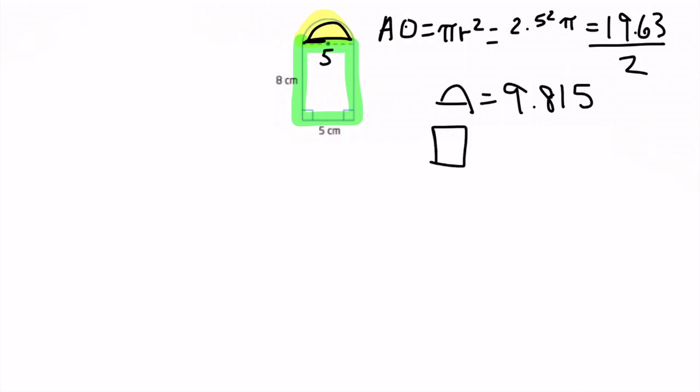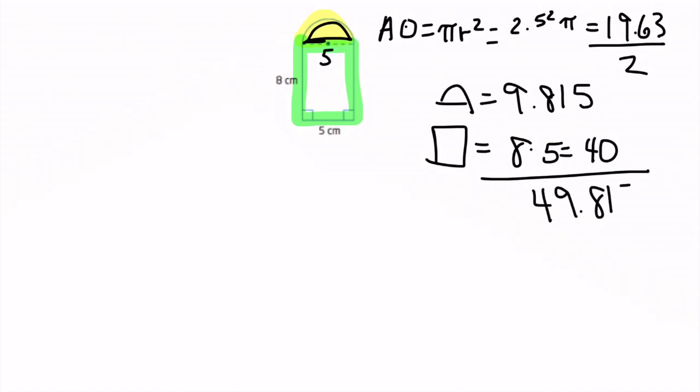Then for the rectangle, we just have length times width, which is 8 times 5, which will give us 40. Then if we added those two together, we would get 49.815 centimeters squared. So composite figures is just about figuring out what shapes to put together, kind of puzzle piecing them together. So whether you need to subtract it, whether you need to add it, what shapes are there, and then looking at your formula sheet and seeing what formulas you need to use.